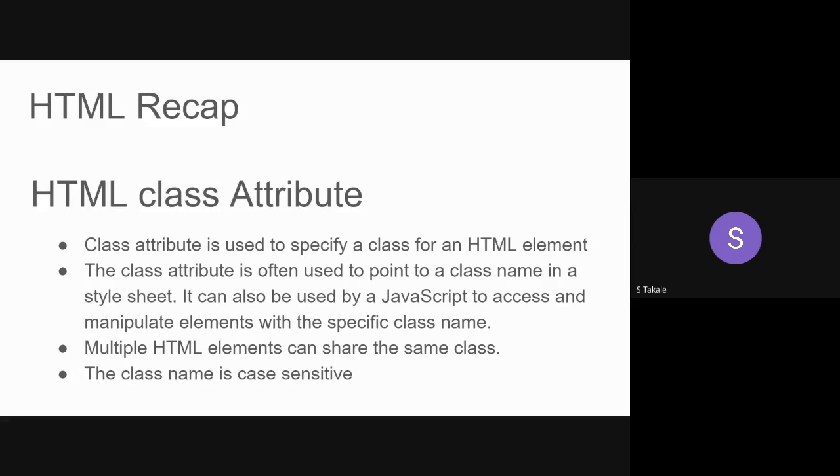Okay. So other than table, is there any other HTML element you guys know? Can someone type? Till then we will read the second part, which is that the class attribute is often used to point to a class name in a style sheet. It can also be used by JavaScript to access and manipulate elements with the specific class name. Okay, height is not an HTML element.